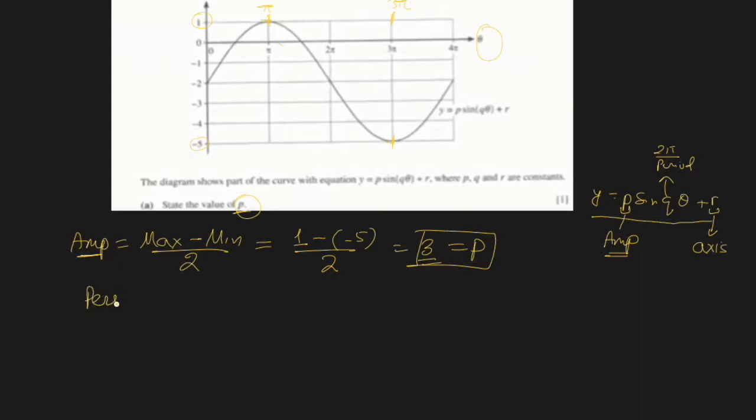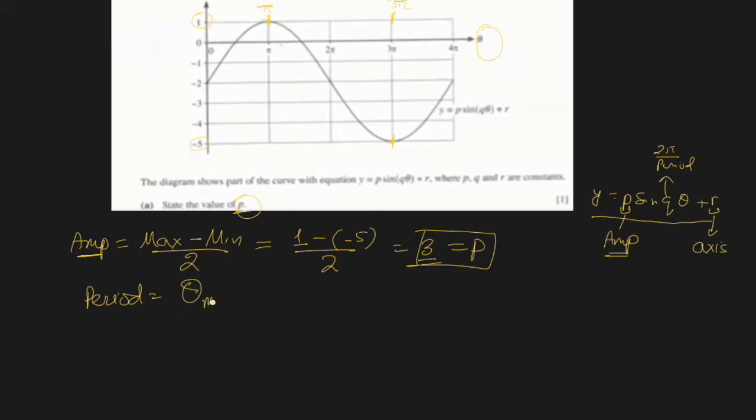And that's how we find period. So period will be the maximum or minimum for that case. In this case it is minimum, right? At 3 pi we have minimum. Let me write this way.